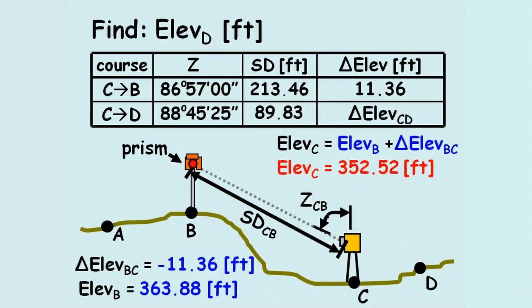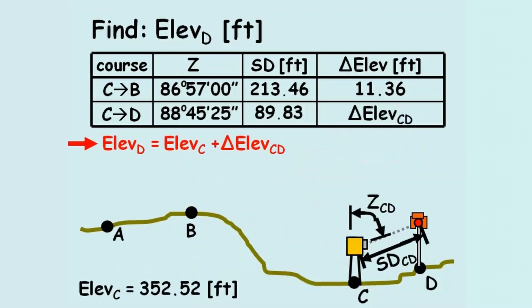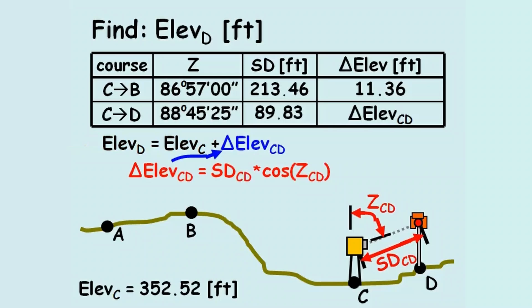Next, we'll compute the elevation at point D by adding the elevation at point C to the change in elevation from point C to point D. This change in elevation equals the slope distance from point C to point D times the cosine of the zenith angle CD. Plugging in these values for the survey data, the change in elevation equals 1.95 feet.